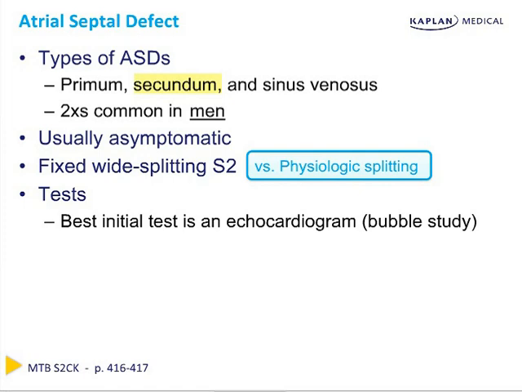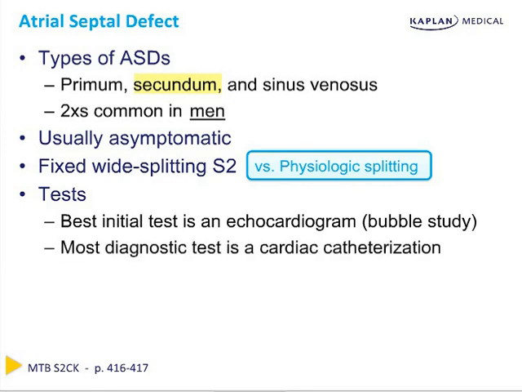If you're given a choice between echo and echo with bubble study, go with bubble study. And then the best diagnostic test, the most diagnostic test, is cardiac catheterization. You need to know the difference between the best initial test and the most diagnostic test for every disease you can think of when it comes to Step 2.